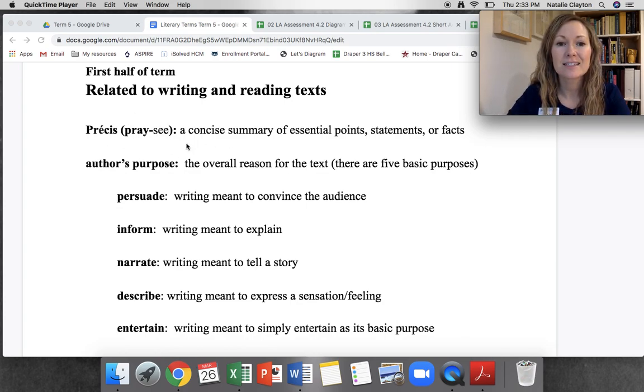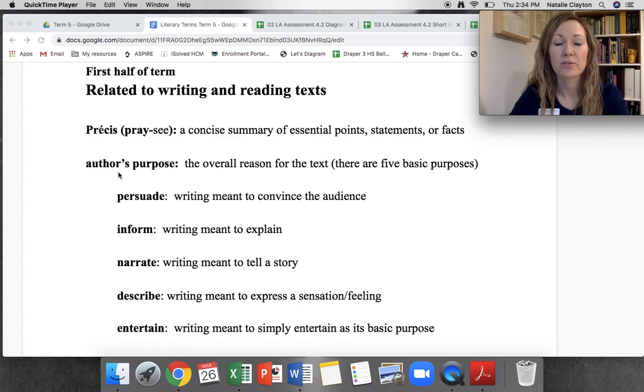So précis is a concise summary of essential points, statements, or facts. When you write a précis, it's going to be 4 sentences only. Only 4 sentences, but they're going to be very specific sentences on what the essential points, statements, and facts are. And so next week, we're going to go over all of that. So a précis, a concise summary of essential points, statements, or facts.